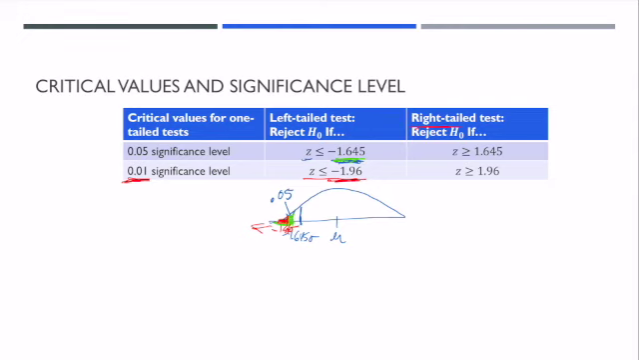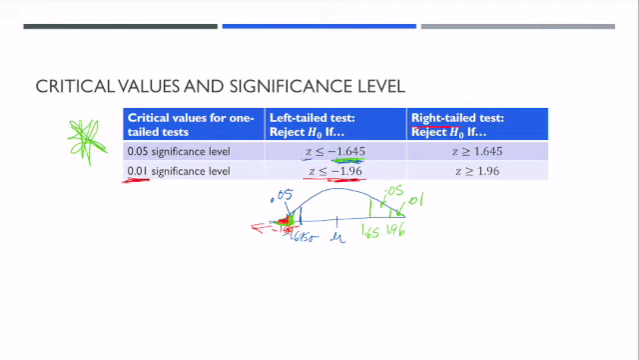The same is true for our right-tailed tests, except we're looking at the right tail. Remember, the normal curve is symmetrical, so it would make sense that the area at positive 1.65 would be 0.05, and at positive 1.96 it would be 0.01. So again, we're just relating everything back to the normal curve.